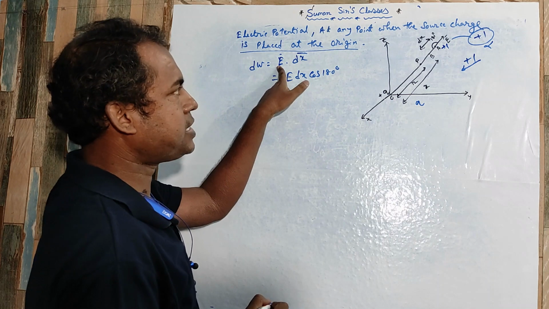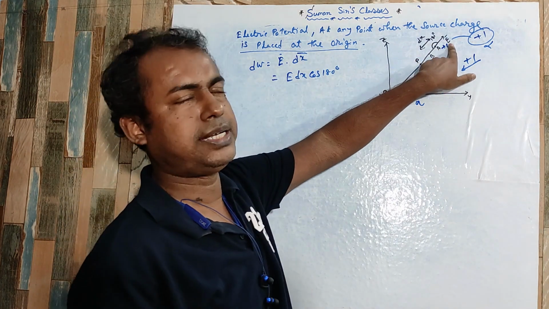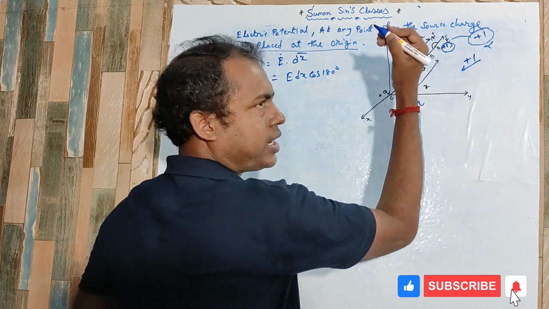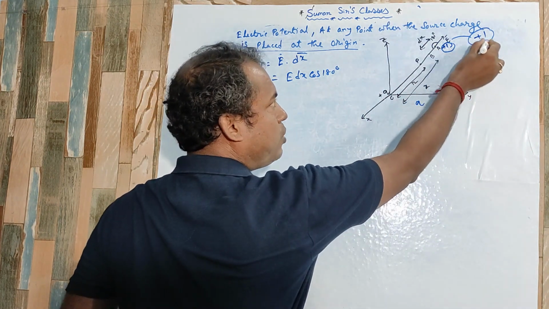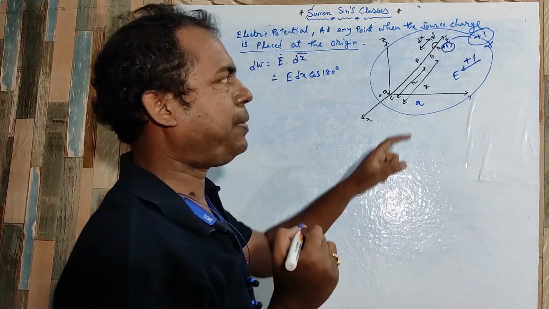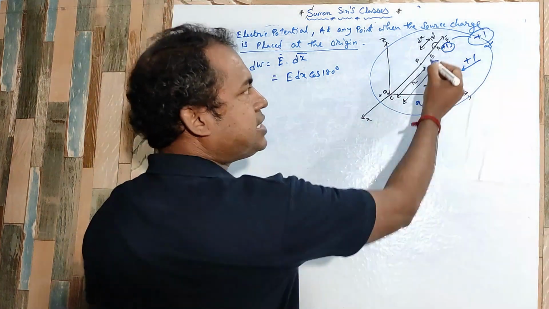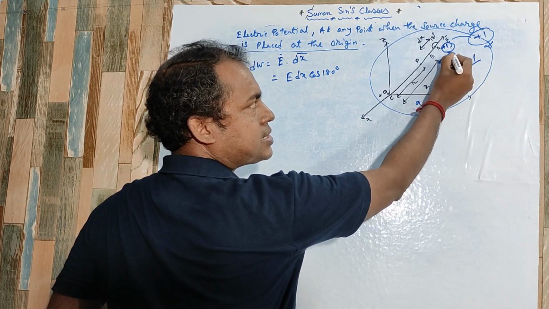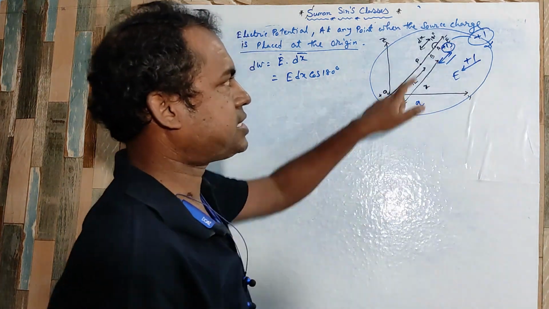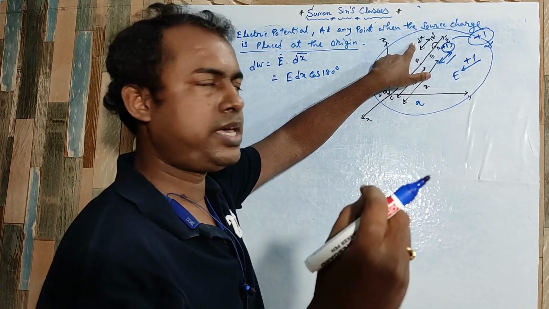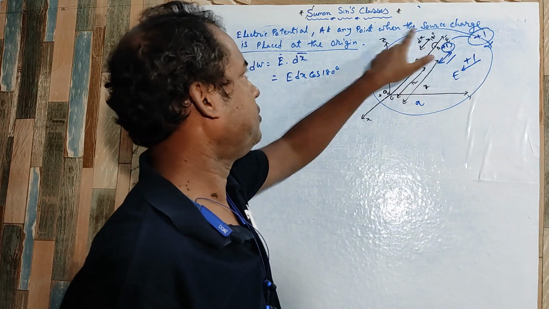What is E dx? In the presence of electric field E, the charge plus 1 is moving from A to B, through the distance dx. So what is the work done? Force into displacement. Here the force is E.